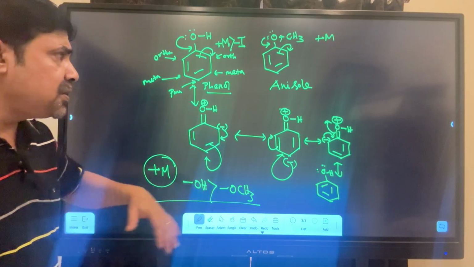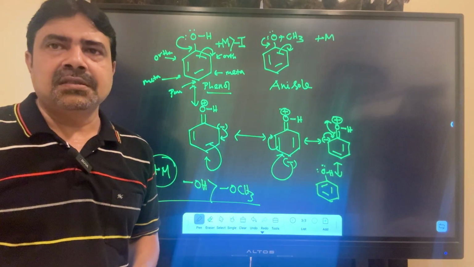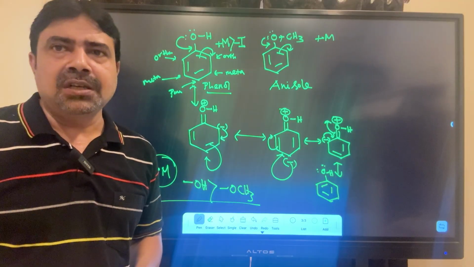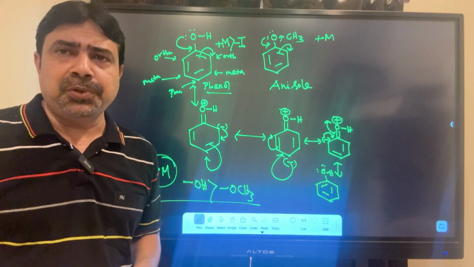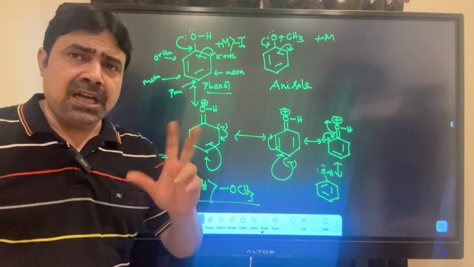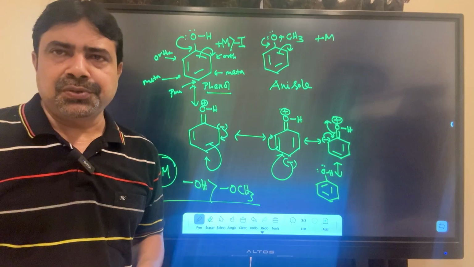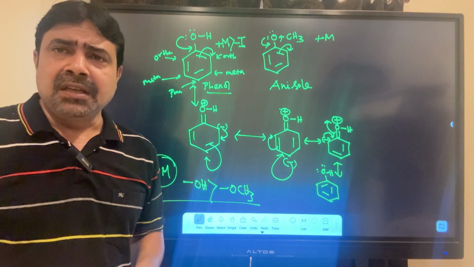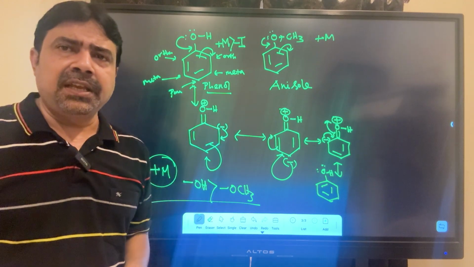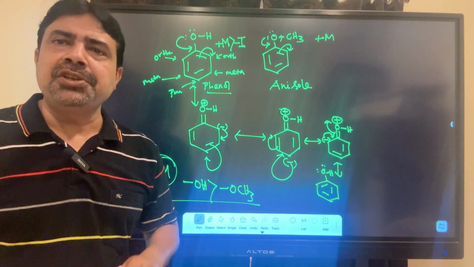So based on that, you get the idea about the +M effect as well as the minus M effect. Based on that, the benzene ring electron density in different positions will change. Based on that, you can predict the major product during electrophilic substitution reactions, and the stability of carbocation, carbanion, radical, all intermediates, you can explain by this important electronic effect, and you can get the major product in organic chemistry.